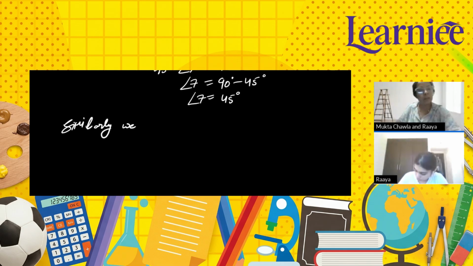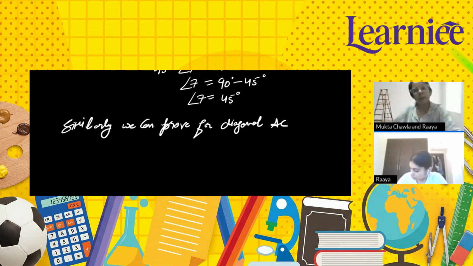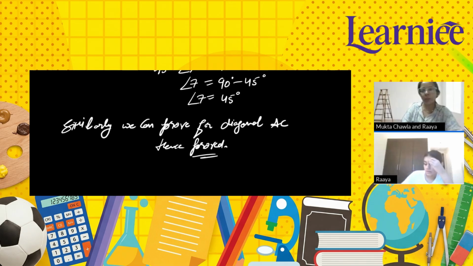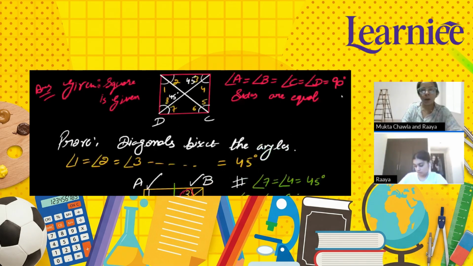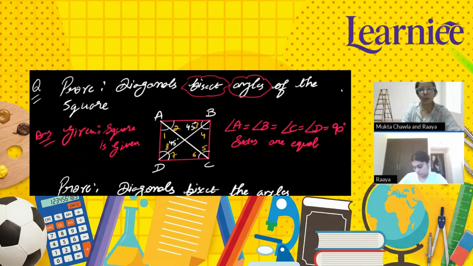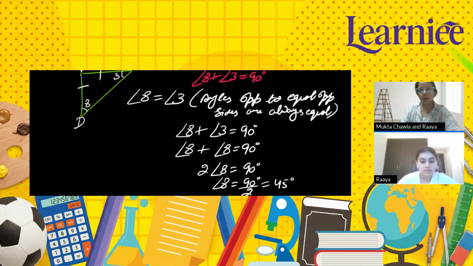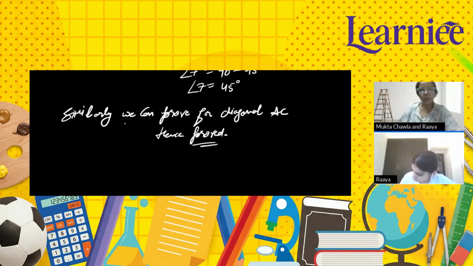Similarly, we can prove for diagonal AC. And then we will be getting all the angles of 45 degree and hence proved that diagonals bisect the angles, right? Means you will be first writing the readings of all the angles. How many angles are there in total? 1, 2, 3, 4, 5, 6, 7, 8. Yes, you will be writing this first. Similarly, we can prove for diagonal AC.